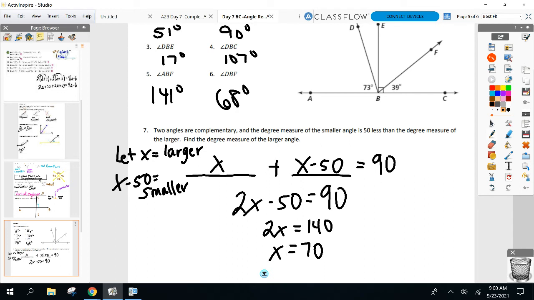70. I just appreciate it if you answered the question, though. What was I looking for? What was the question looking for? What were you looking for in the problem? Larger. What did I call the larger? This is why we have let statements, by the way. I don't really care about correcting it. It's really for you. What do we call the larger angle? X, done. And that tells me I don't need to plug anything back in. I already found it because I called X the larger.